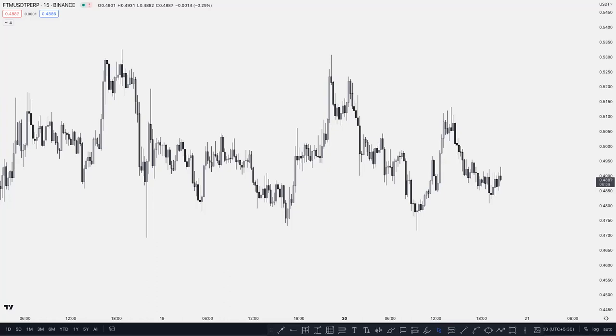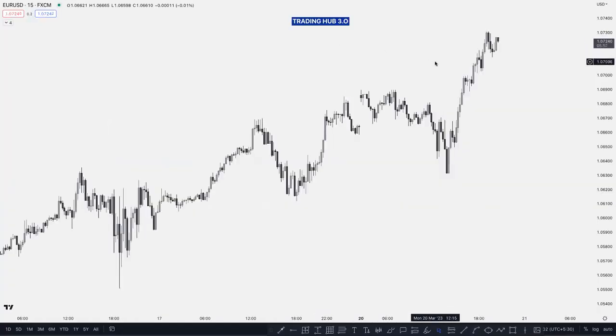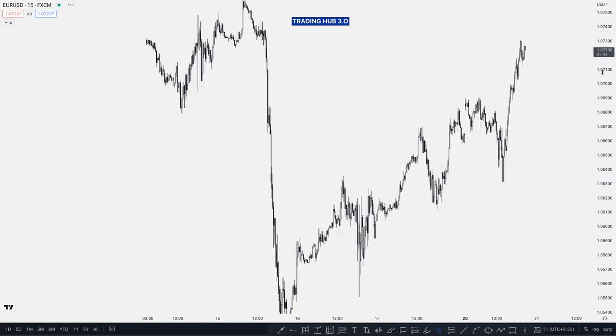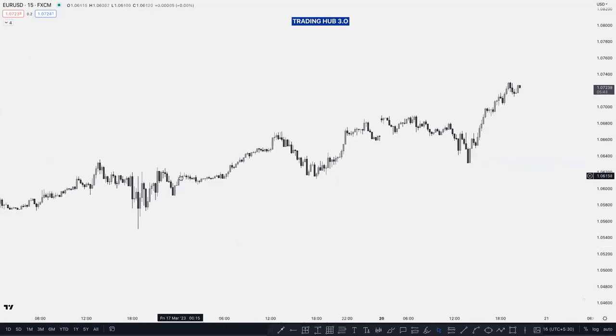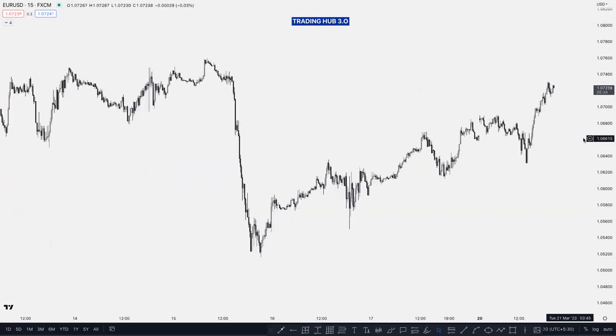So start from the Euro USD. Let's start from the Euro USD. So how can you trade in this situation, and how can we identify structure, POI, everything, right?